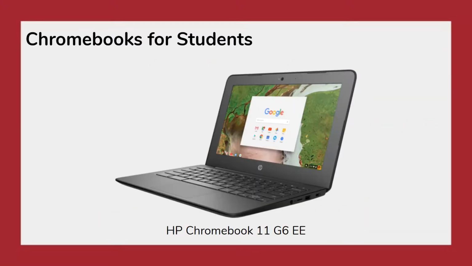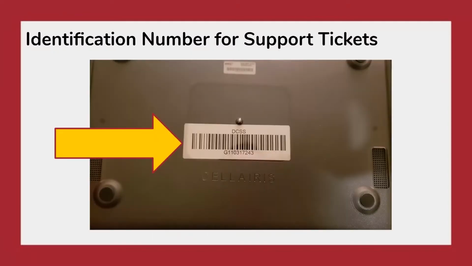The Chromebook that will be used by students is an HP Chromebook 11 G6EE. They are identified with a 10-character asset number that begins with G followed by 9 digits located on the back of each Chromebook. This identification number is used to identify the Chromebook when using Incident IQ, our tech support ticketing system. There are several ways that you can access Incident IQ.